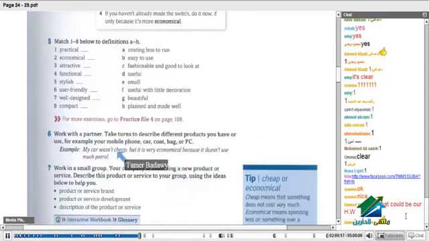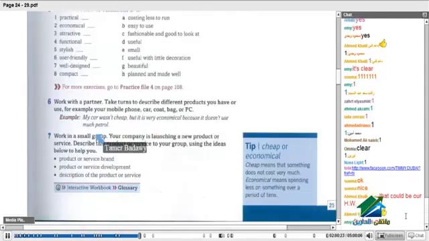Then you work in small groups. Your company is launching a new product or service. Describe this product or service to your group. Use the sentences you will write in your homework.